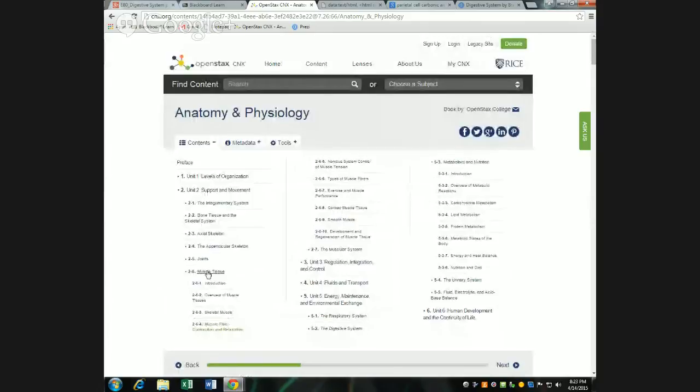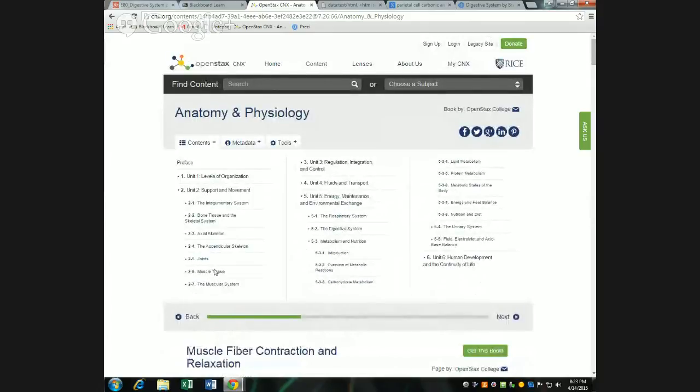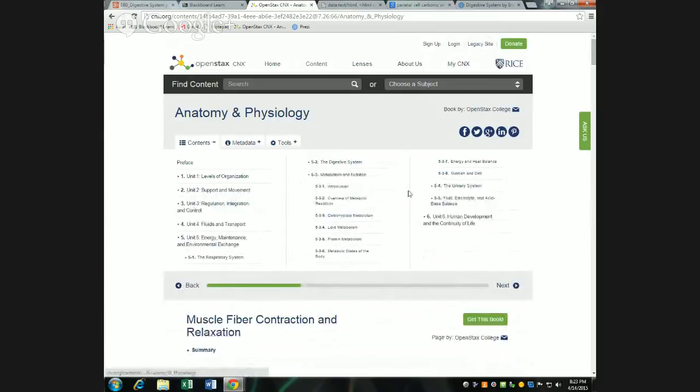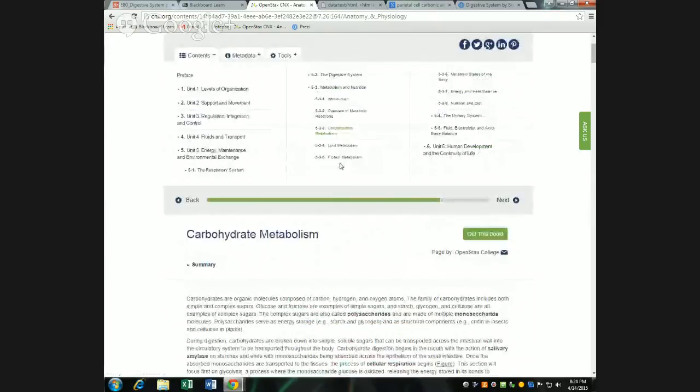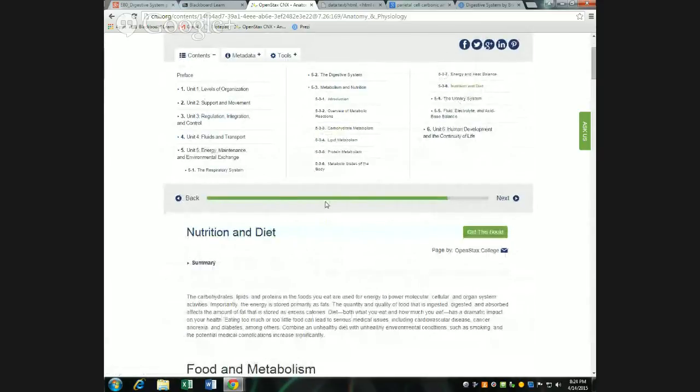Okay. I just brought that up because it's something that comes from A&P1, but here with the digestive system, we want to talk about it a little bit more detail. Again, within the carbohydrate metabolism section of the metabolism and nutrition section. Also in this, I want to just point to the nutrition part.